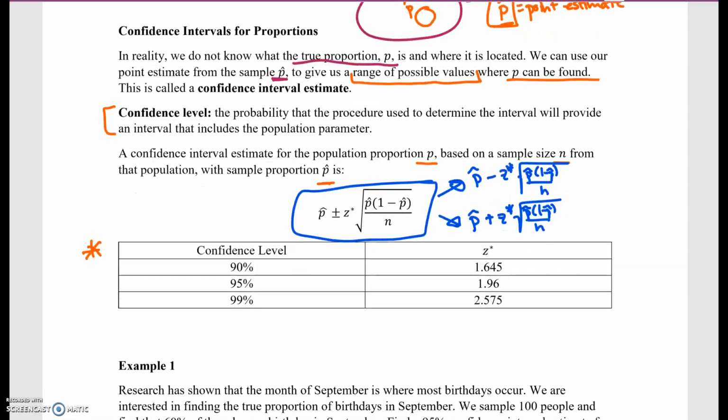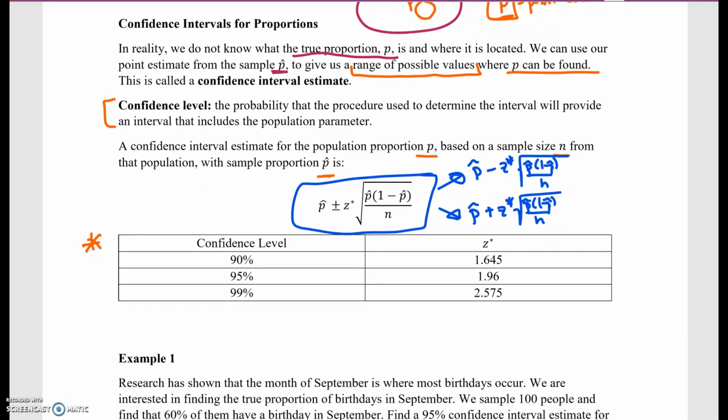Okay, now here, my confidence level is how confident I am that my interval will contain the true value. In statistics, we tend to have three different types of confidence levels: 90%, 95%, and 99%. Put this on your cheat sheet also. A 90% confidence level corresponds with a z-score of 1.645. A 95% confidence level corresponds with a z-score of 1.96, and a confidence level of 99% corresponds with 2.575.